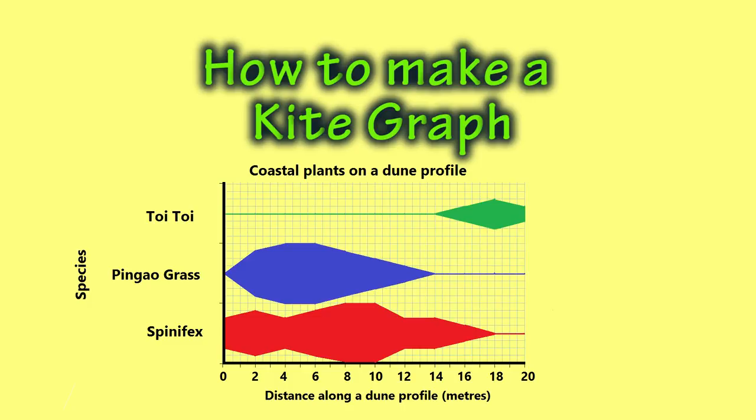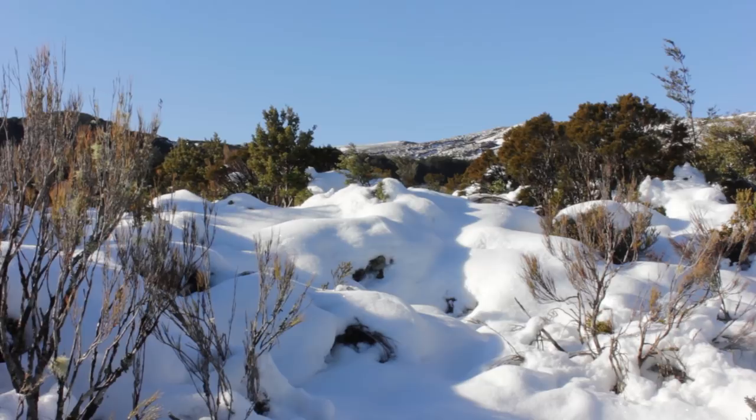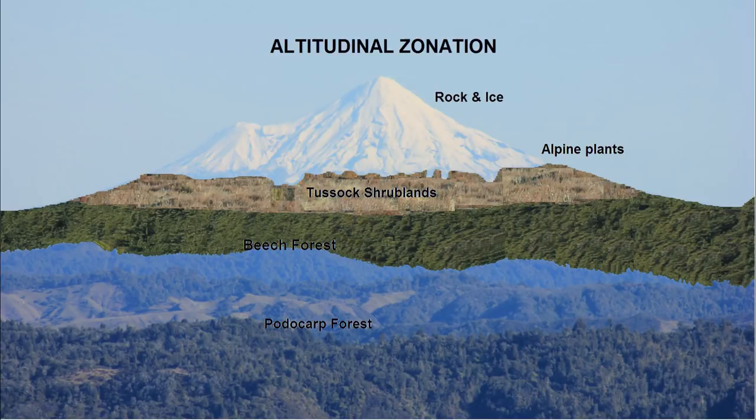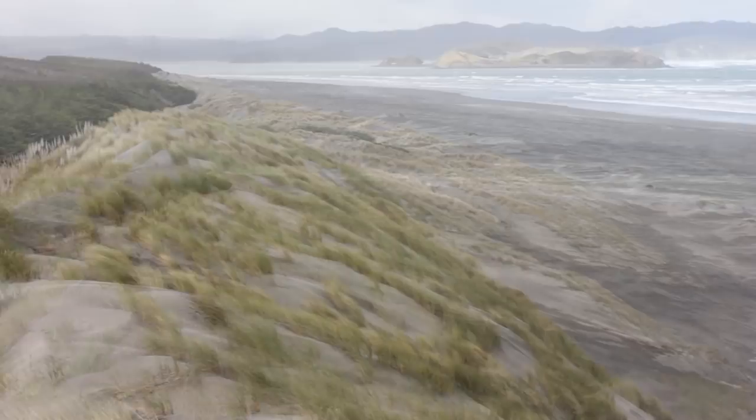A kite diagram is a graph that shows the density or distribution of species that have been found along a transect. This is useful for looking at patterns of zonation. For example, you could use a kite diagram to display the distribution of plant species found along a sand dune.